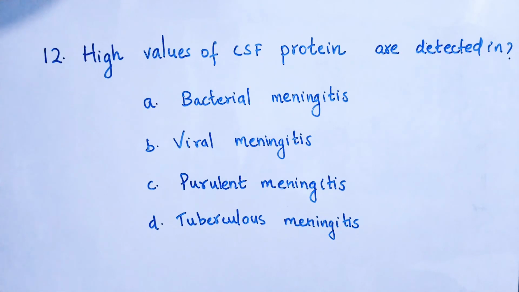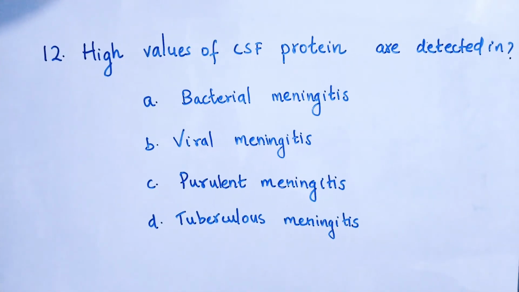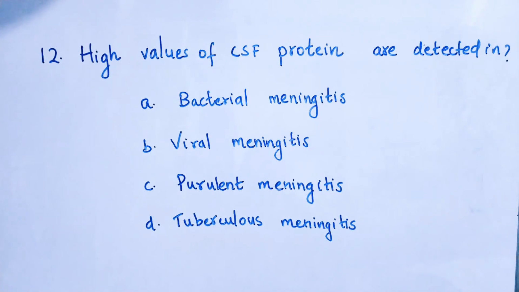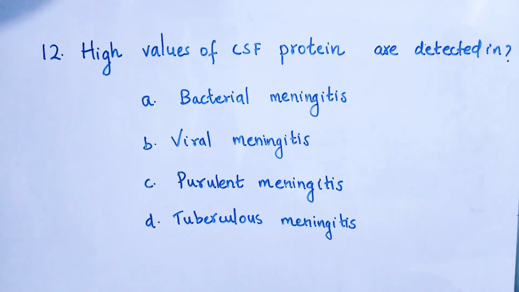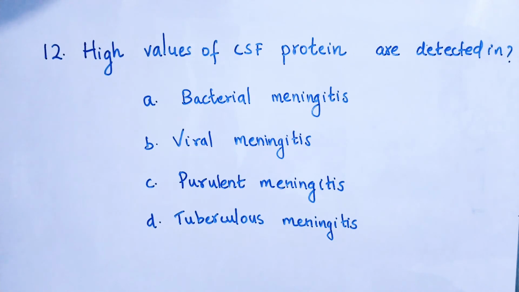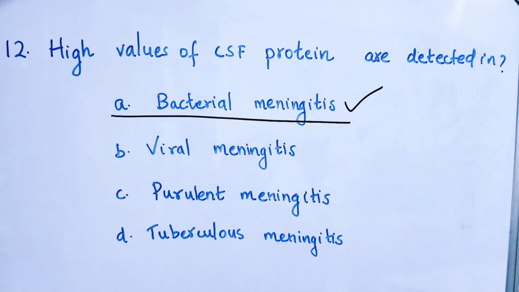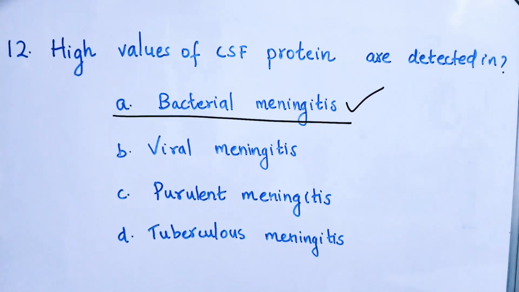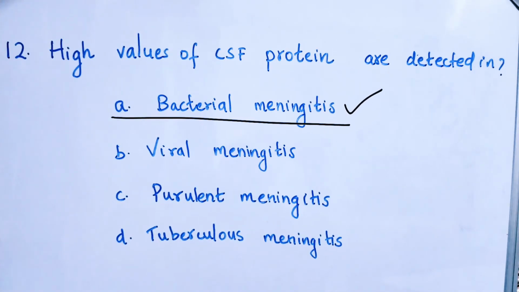Question number 12. High values of CSF protein are detected in option A, bacterial meningitis, option B, viral meningitis, option C, purulent meningitis, option D, tuberculous meningitis. In which of the following conditions are high values of CSF protein seen? The right answer is option A, bacterial meningitis.